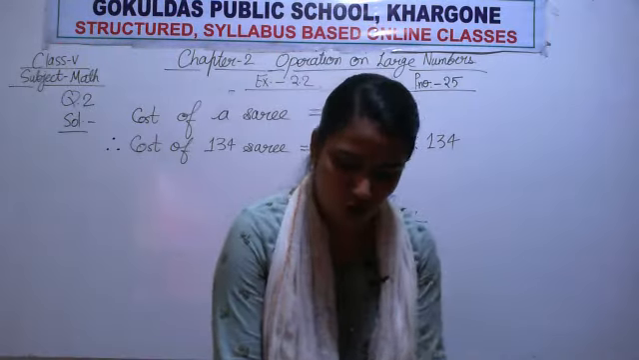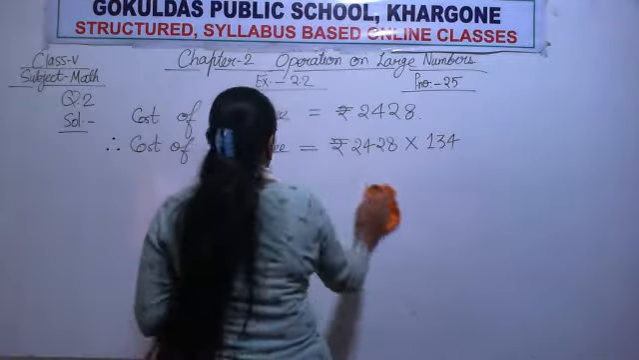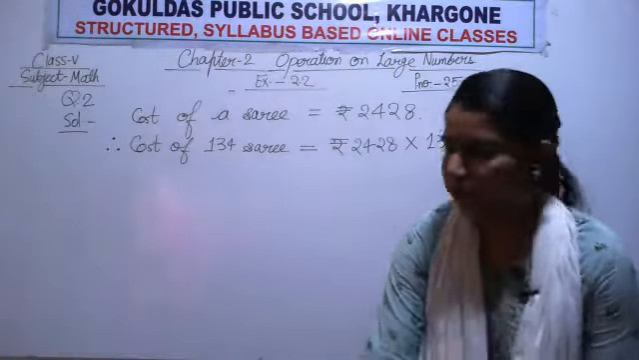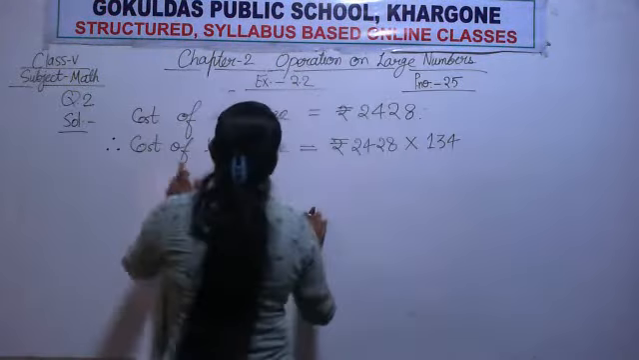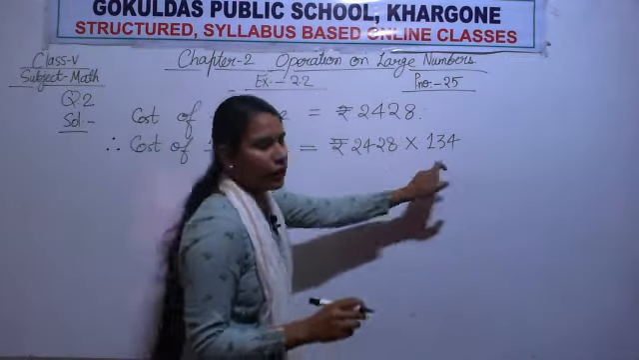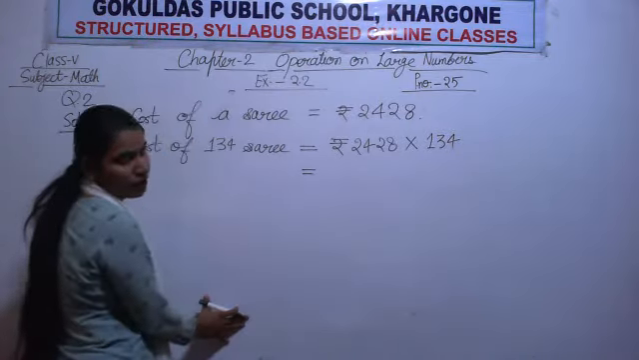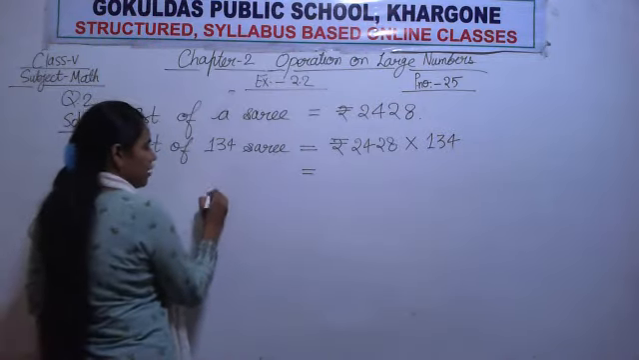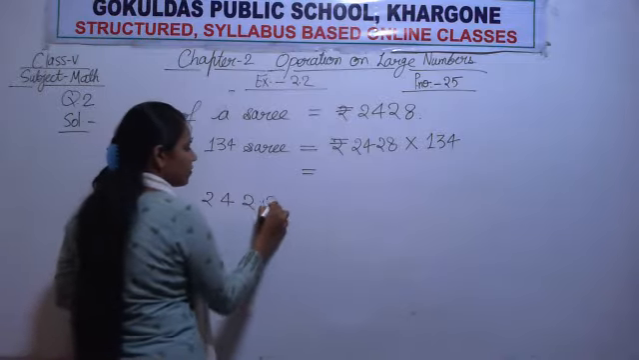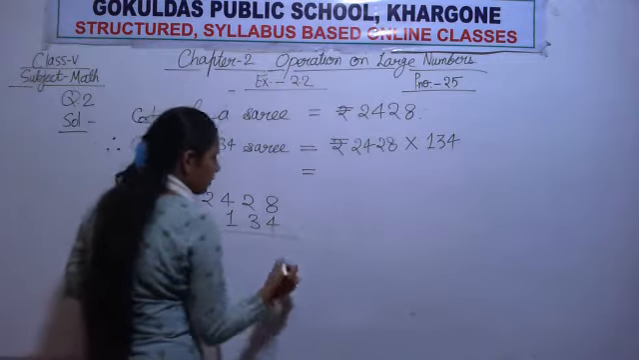So you also have to do the same, what I am writing. The cost of 134 saris is this number multiplied by 134. So you want to get the answer. For getting the answer you have to perform multiplication. So you will arrange both the numbers column wise and you will multiply both the numbers.